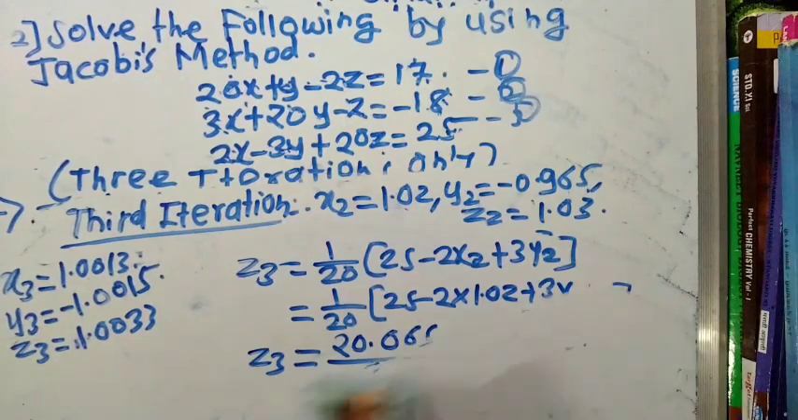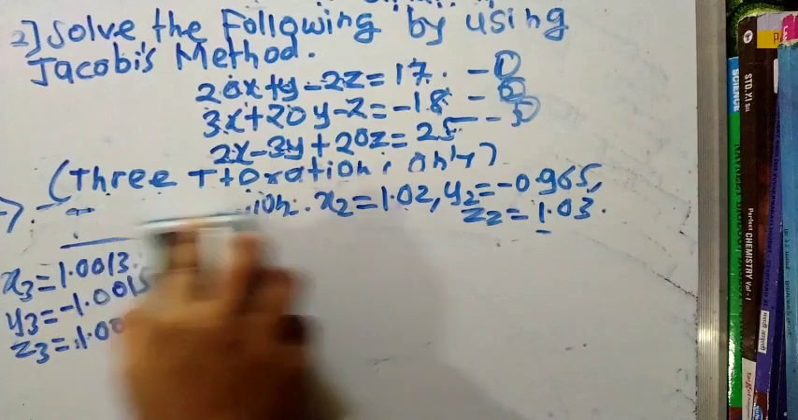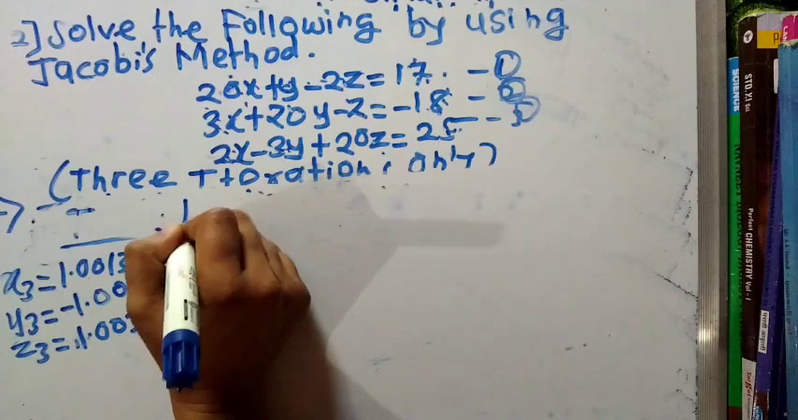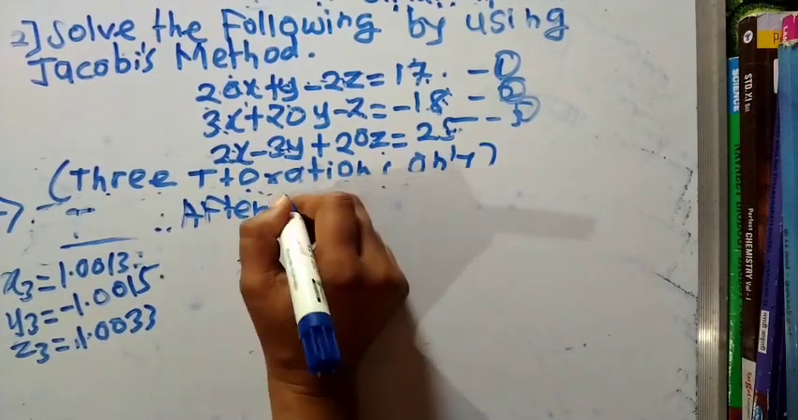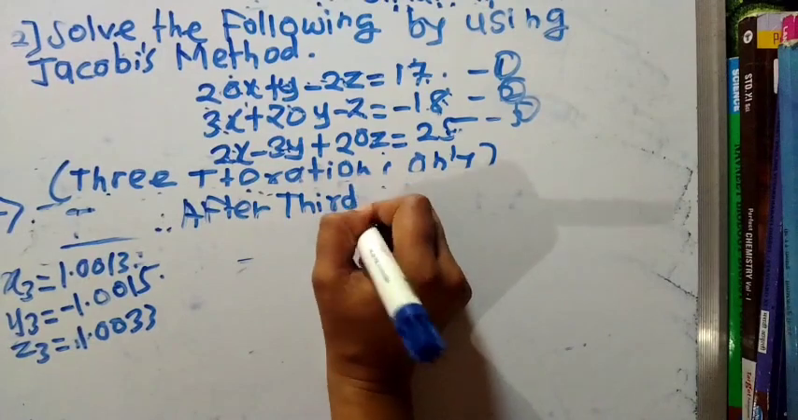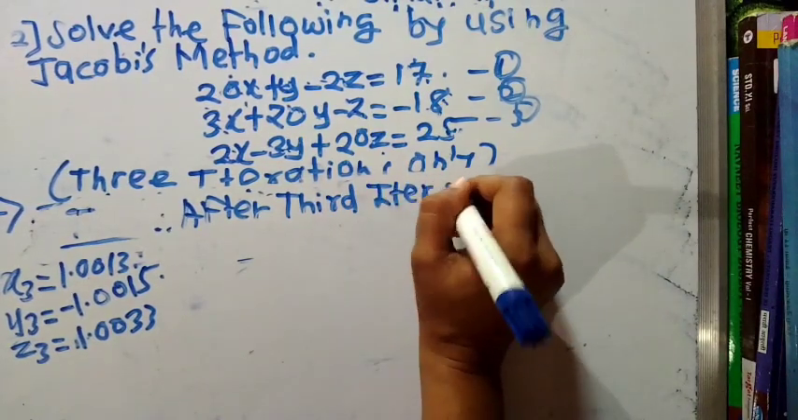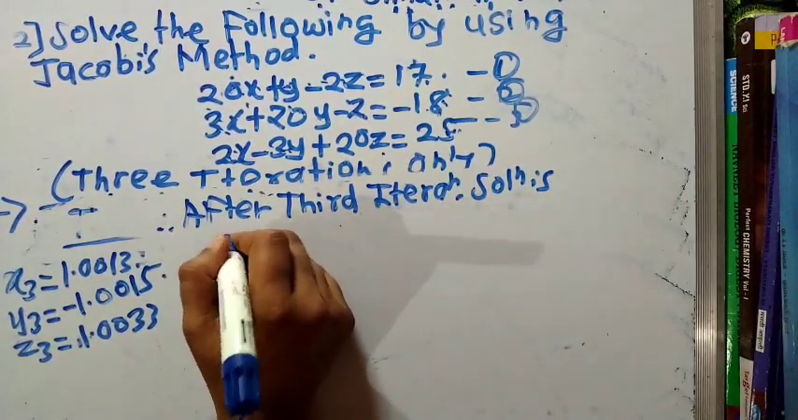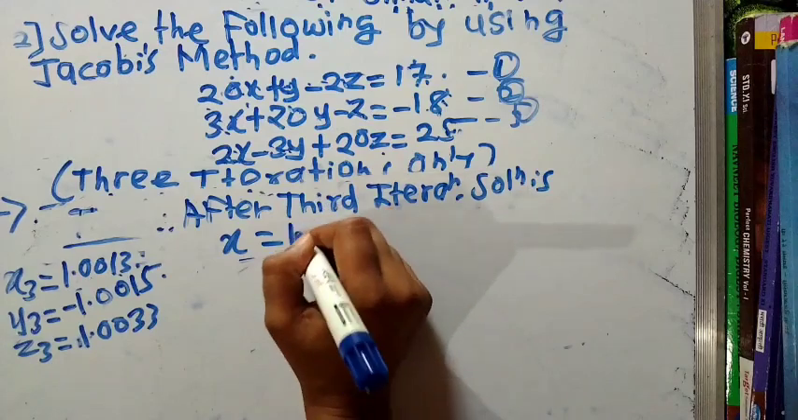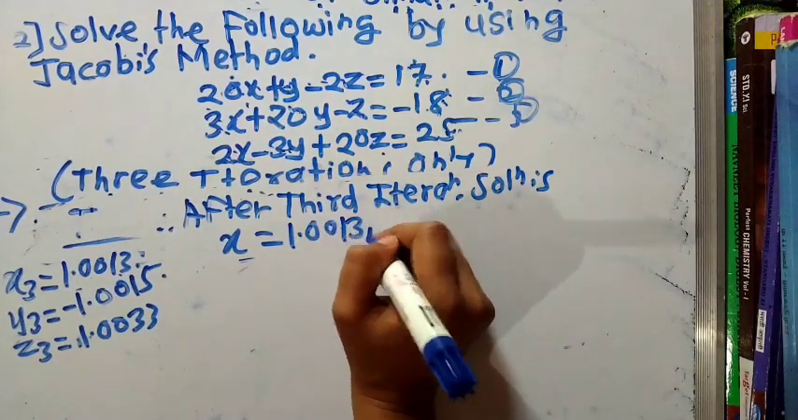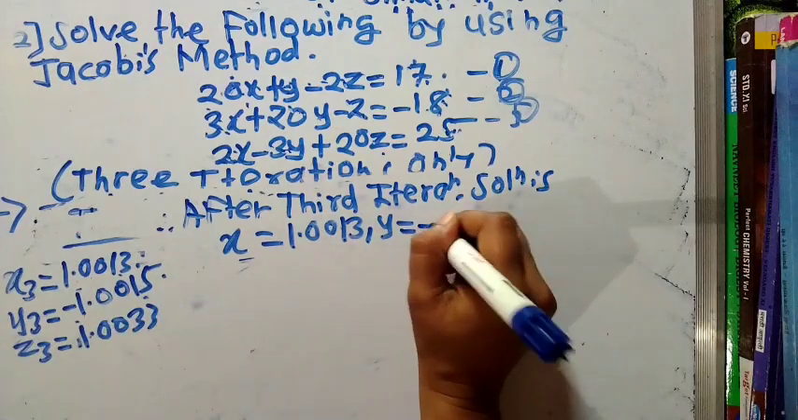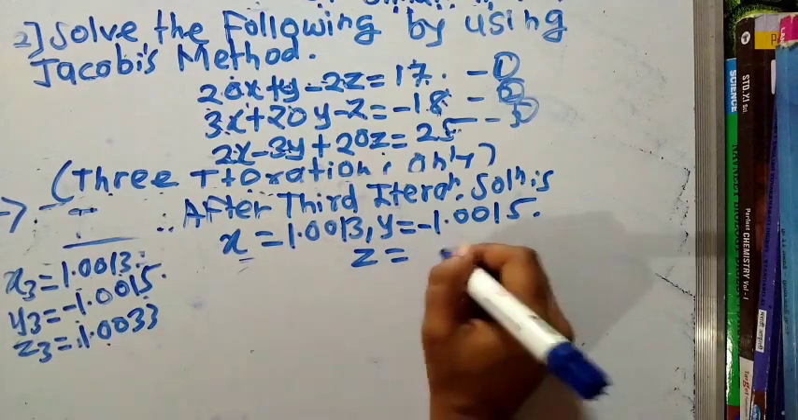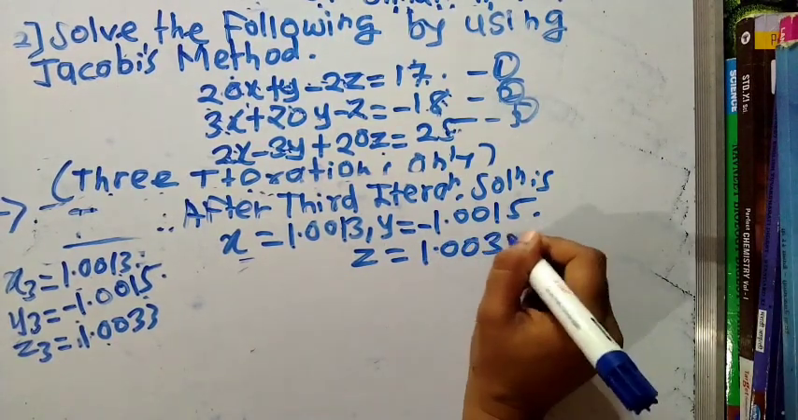So after the third iteration, hence after the third iteration, the solution is x is equal to 1.0013, y is equal to minus 1.0015, and z is equal to 1.0033.